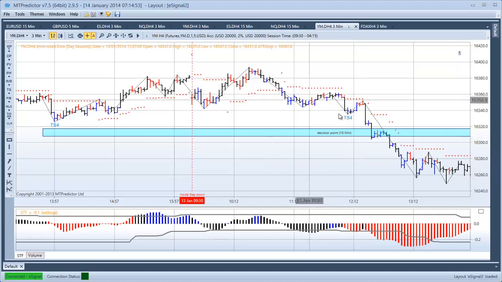So as you were short, there were two reasons to hold your short trade even longer. One, because the STF was red. Two, because you had not, I repeat, had not reached the large degree support zone.